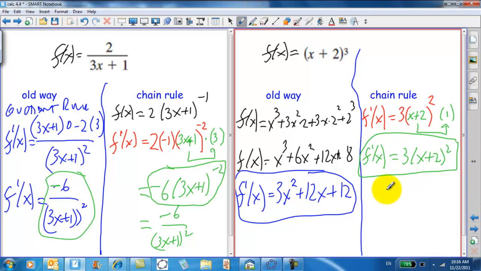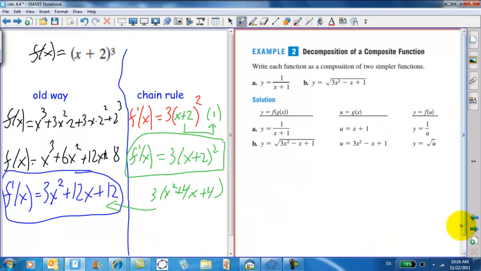I'd like to make sure that we've got the same function here. That's x squared plus 4x plus 4, and we distribute the 3, you get that. So they do agree. But you can see how the chain rule is much easier in this case. Here in this first case is about the same, only because you had a quotient rule with an easy derivative up top here. But see how it's easier to write it like that.